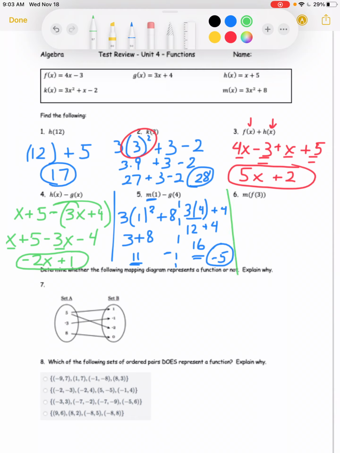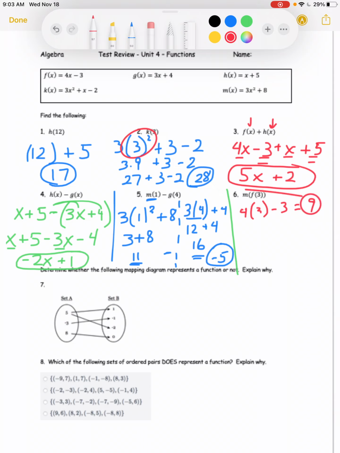Okay, last one. 3 goes into function f first. Do this inside part first. So 3 goes into function f. That means 4 times 3 minus 3. 12 minus 3 is 9. So that's what goes into function m. Okay, 9 is my answer.